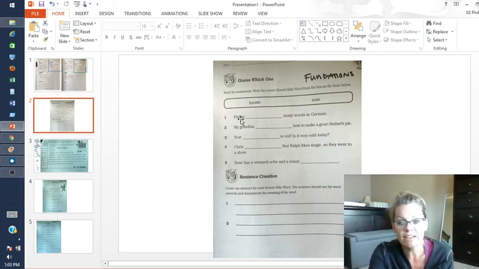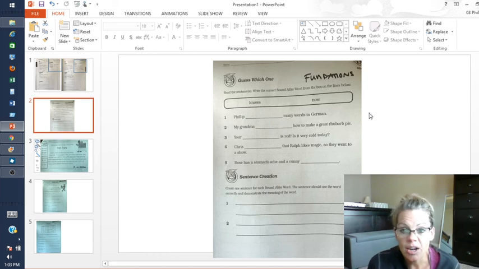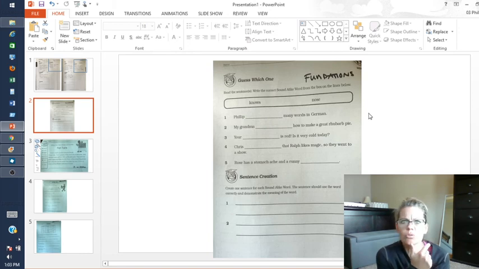So for number one, it said Philip blank many words in German. Does he knows very many words, or does he knows? Philip knows, so that one's going to be with a K. My grandma knows how to make great rhubarb pie. Is that nose like this with a K, or does she nose with her N? Not with her nose, right? With her K, with her brain nose. Your nose is red. Is it very cold today? Oh, that's going to be your nose with an N.